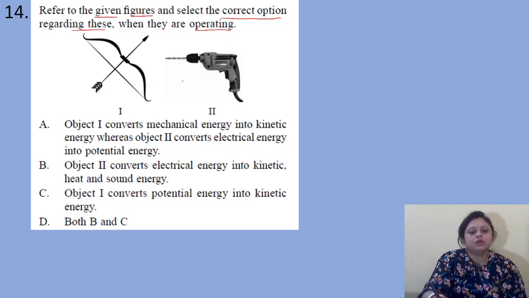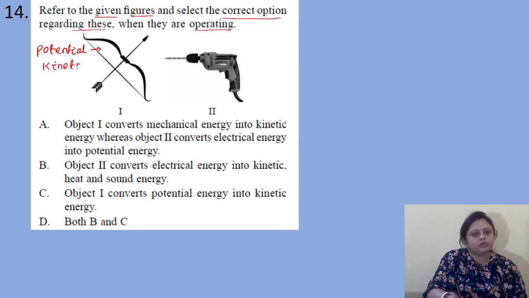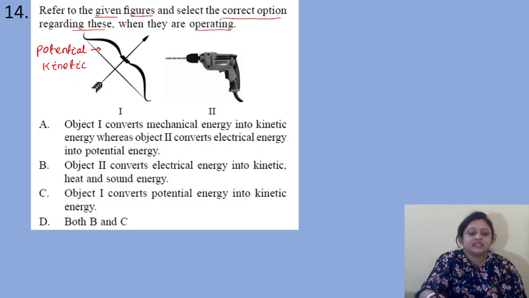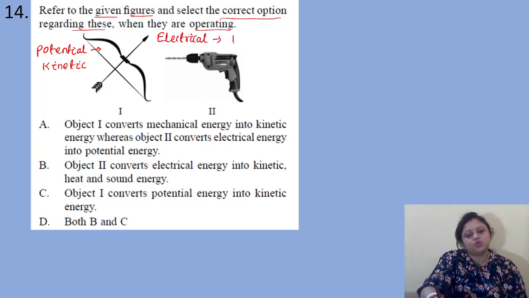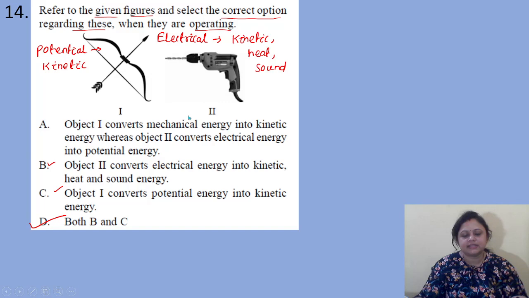So in object 1, what happens here? Here potential energy is converted into kinetic energy. But in the second figure, what happens? Here electrical energy is converted to kinetic energy, heat energy and sound energy. So both B and C are correct. So the correct answer is option D, that is both B and C.